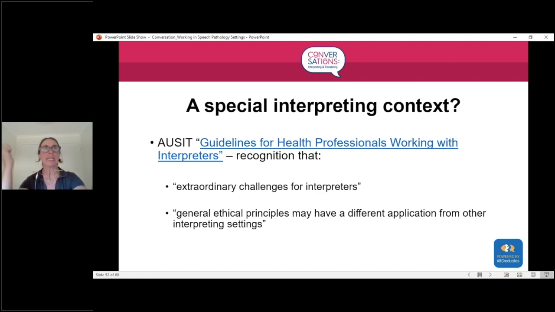Okay, so there is a recognition in this document that these settings provide extraordinary challenges for interpreters, and interestingly, that the general ethical principles of the code may have a different application from your other standard interpreting settings. So this gives interpreters working in speech pathology settings a little bit of leeway and a little bit of license to perhaps step beyond their traditional role boundaries, if they feel competent, of course.